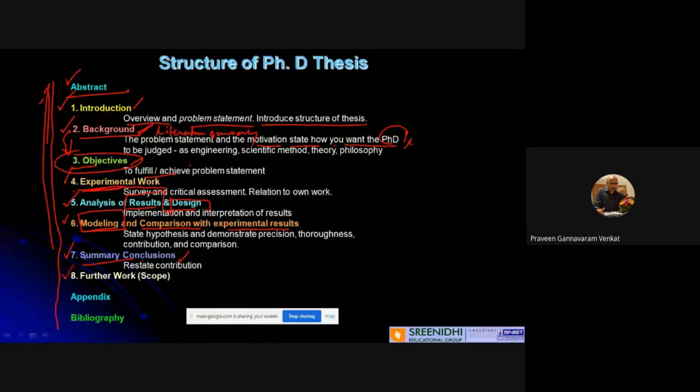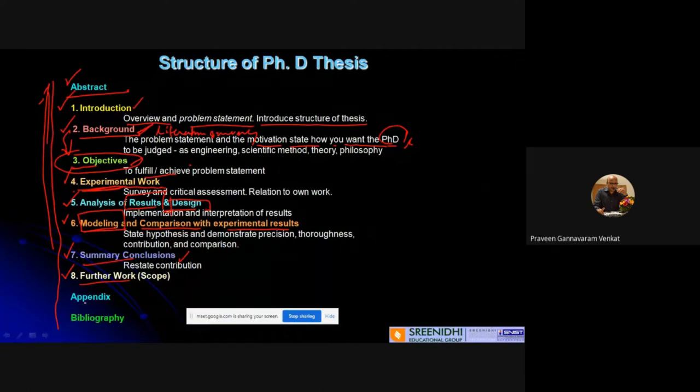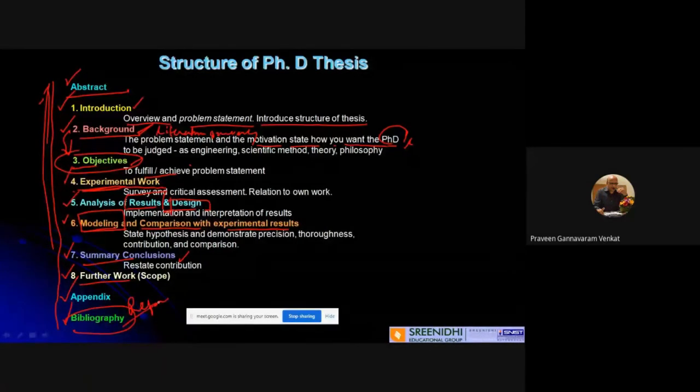Next is the future work. The scope of our research work should be given as chapter 8. And the appendix, any appendix you can give, and bibliography means the references. All the references are made as a bibliography. This is the structure of the thesis.